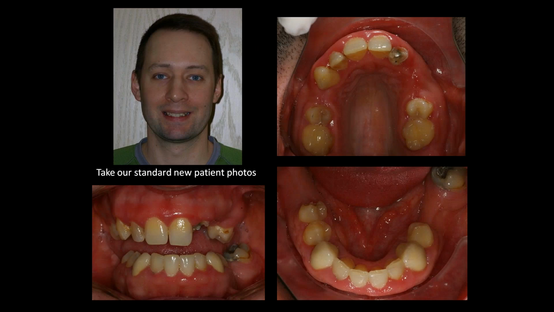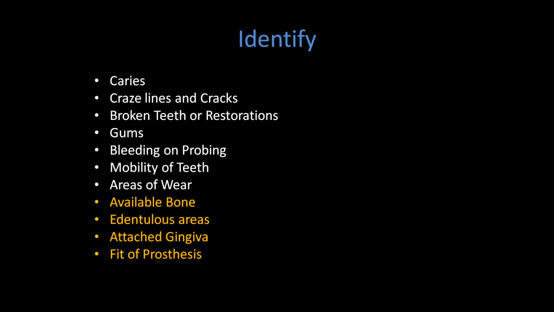These are the standard photos that we routinely take for all our new patients. We take a face profile shot, we take a retracted frontal view, and then we take an occlusal of the maxillary and mandibular arches. We identify the areas of decay, any crazed lines or cracks, broken teeth or restorations. We probe the gingival areas to see the areas of pocketing and the areas of health. We will also check any mobility of teeth or areas of wear.